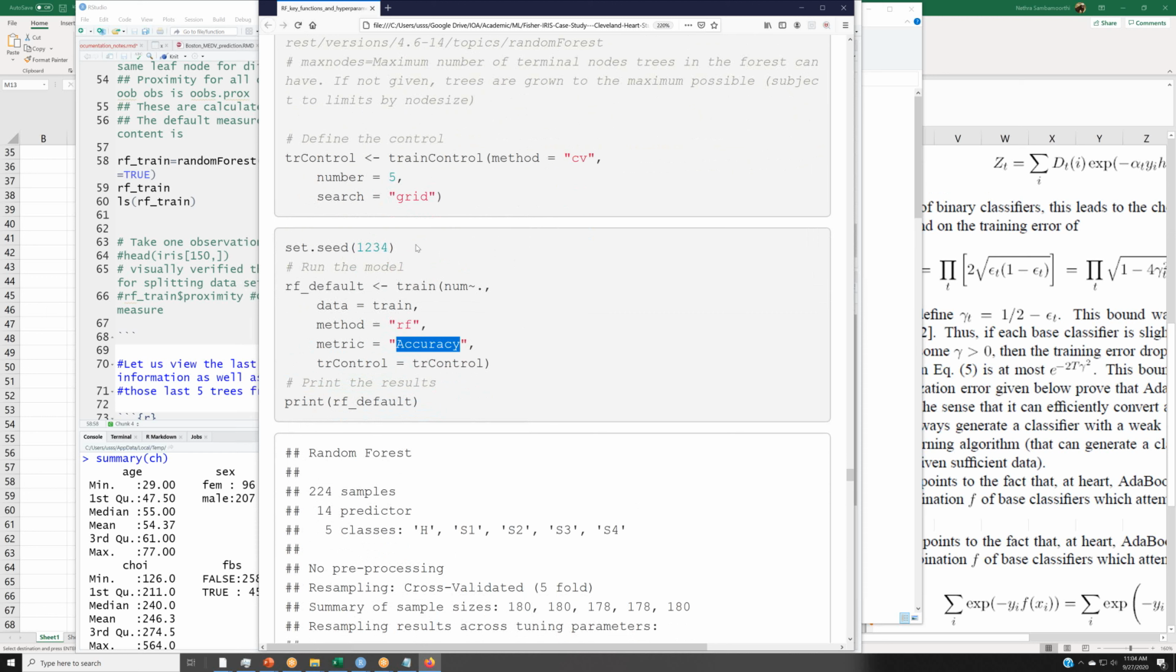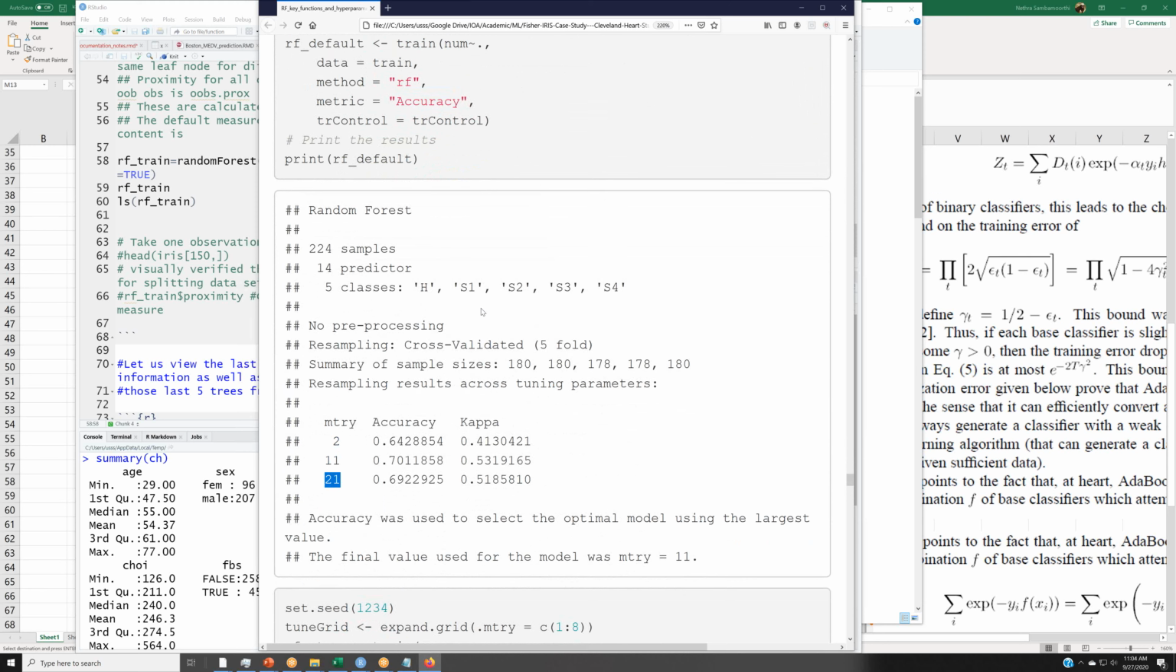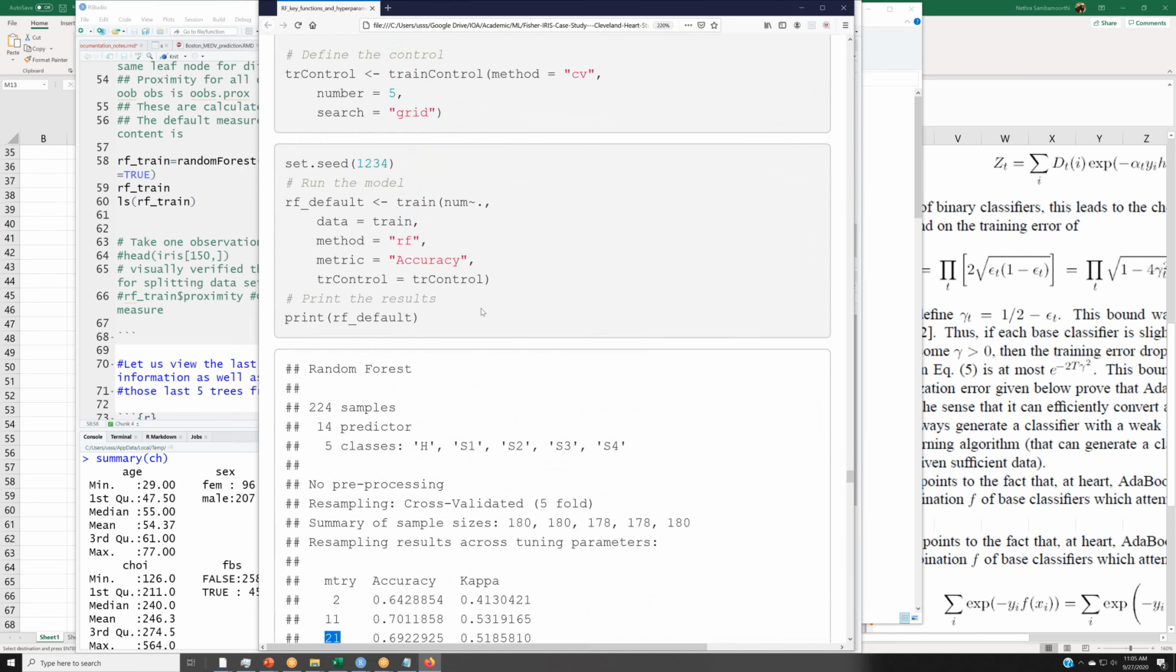The grid search method means it will search over the various parameter values. It will search and print all our answers, the errors. Look at this one. It tried m try equal to 2, m try equal to 11, m try equal to 21 for this data set, right? For this data set.